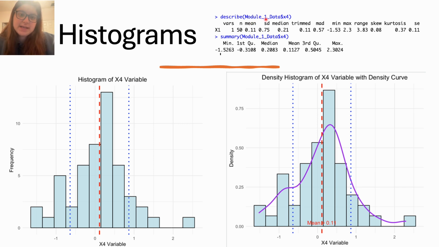Okay, next one here is SD. SD is our standard deviation. I spoke a little bit about that before, so I'm not going to touch on it again. Median is our middle value. And then trimmed here is the mean after trimming 10% of the observations at each end of the tail. So this is important because if there are any outliers, you can take a look and see how the analysis changes after we have them removed, excuse me.